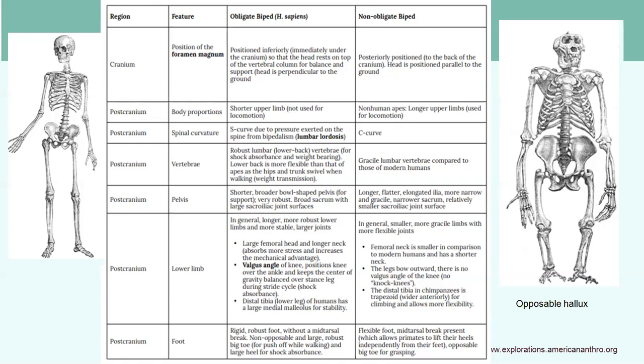However, if you're a quadrupedal animal, the foramen magnum is going to be more towards the back of your head, because the back of the head is where the spinal cord would exit. So we look for where that hole is. Is it directly below the skull, or is it slightly behind the skull?